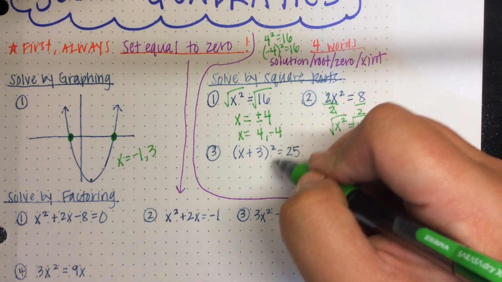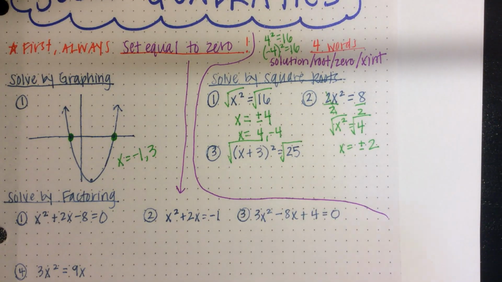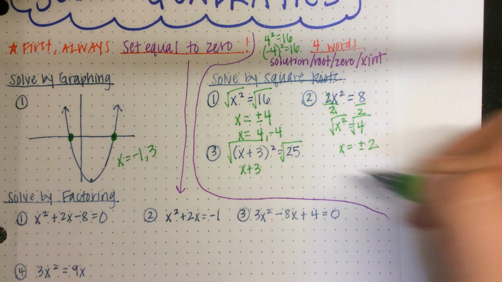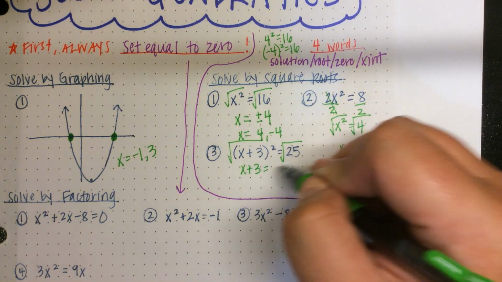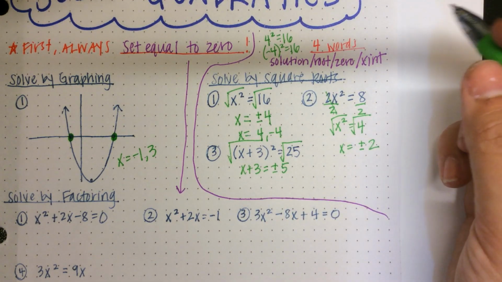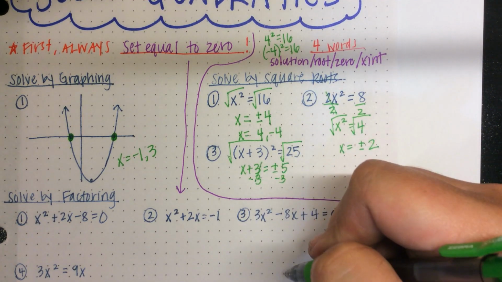So that means to get rid of the square, I'm going to go ahead and square root now, so that I'm left with just x plus 3 over here because I got rid of the squared. And then the square root of 25 is plus or minus 5. So this one looks a little weird. I'm going to subtract 3 from both sides to get x by itself.